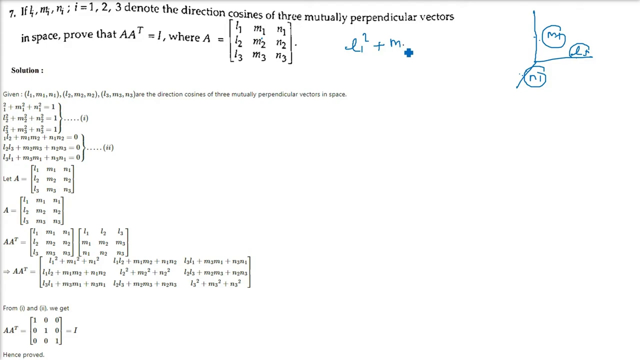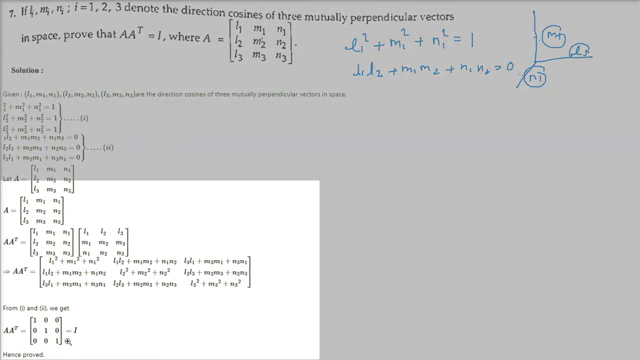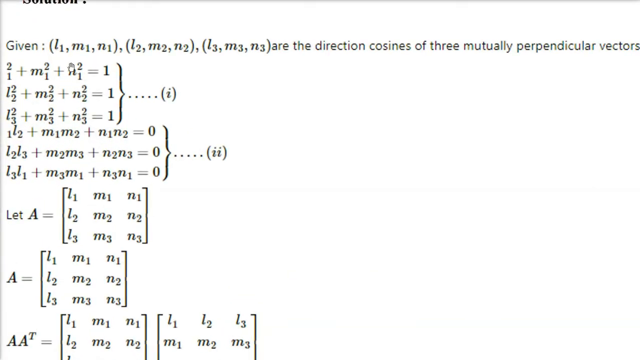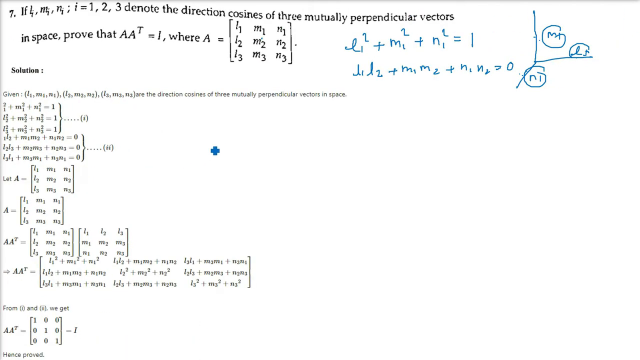L1 square plus M1 square plus N1 square will be 1. Similarly for 2 and 3, that is L2 square, M2 square, N2 square, and L3 square, M3 square, N3 square will each be 1. Second thing is, when we take the clockwise or anti-clockwise products, L1 L2, M1 M2, N1 N2, or L2 L3, M2 M3, N2 N3, or L3 L1, M3 M1, N3 N1, they are going to be 0. So these two things are very important in solving this kind of question.